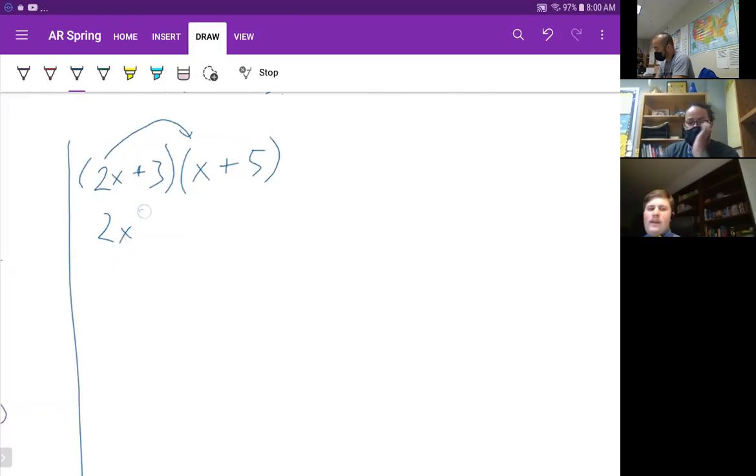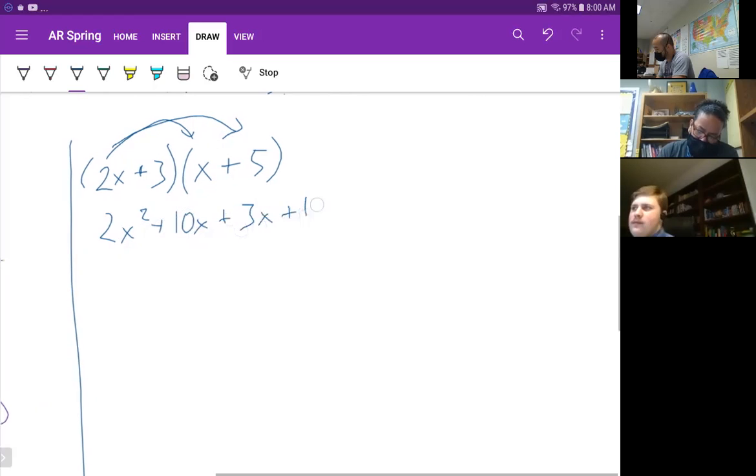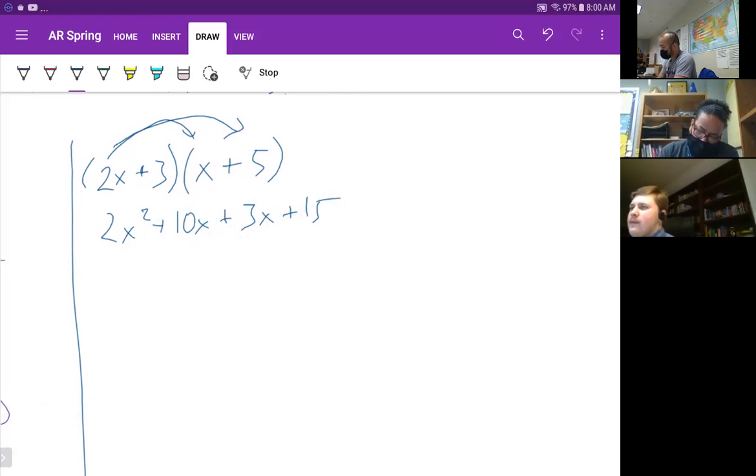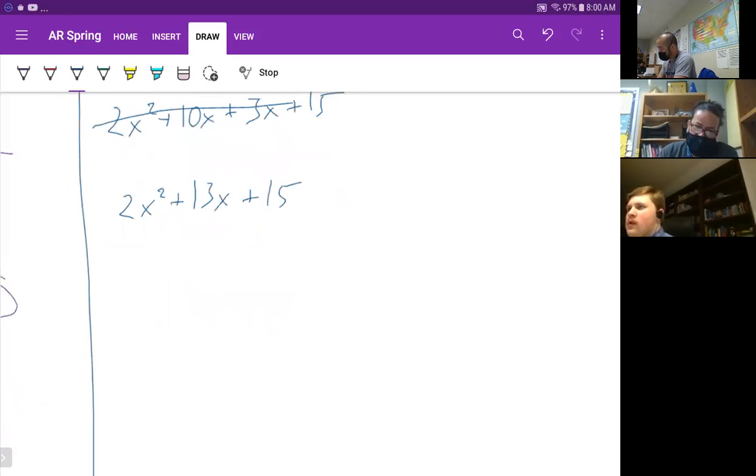2x squared plus 10x plus 3x plus 15. Okay, so here's what I want to factor. 2x squared plus 13x plus 15. So you can ignore this now. So A is 2, B is 13, C is 15.